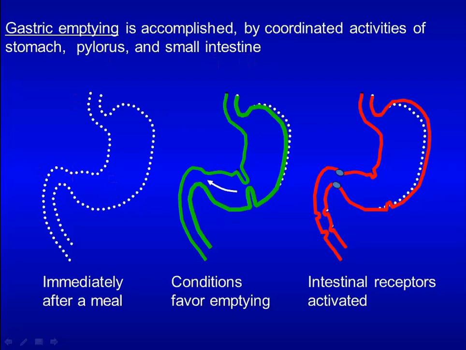Under conditions that favor emptying, peristaltic constrictor waves or mixing waves begin in the mid to upper portion of the stomach and move towards antrum. These waves squeeze the food. The volume of stomach decreases. When intestinal receptors are activated, they send a signal to stomach to relax orad and inhibit antral pump.